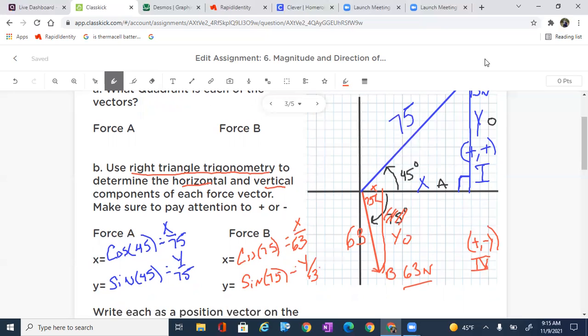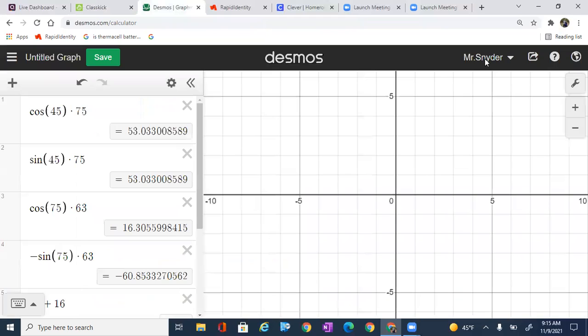Now, the only thing we need to do at this point is make our calculations. So I'm going to come over to Desmos. I'm going to type everything in and solve for X and Y in each one of them. Okay, so check it out. We've got our first one that is already set up. Right here, there's the force A, and then what we have is force B already accounted for and solved for.